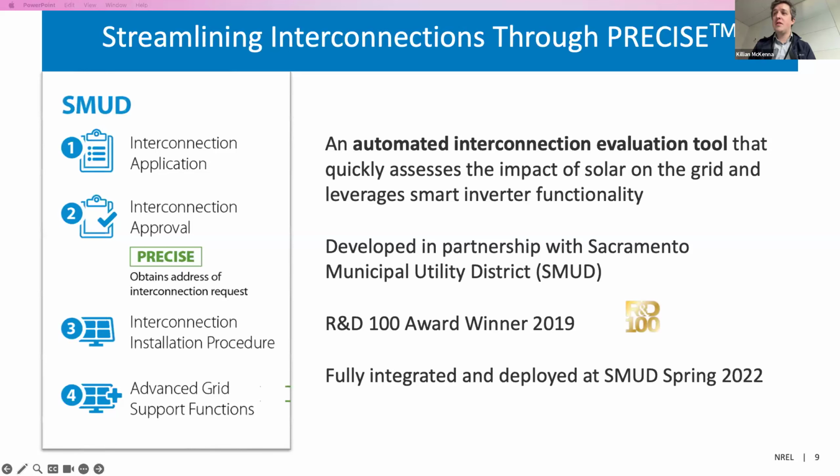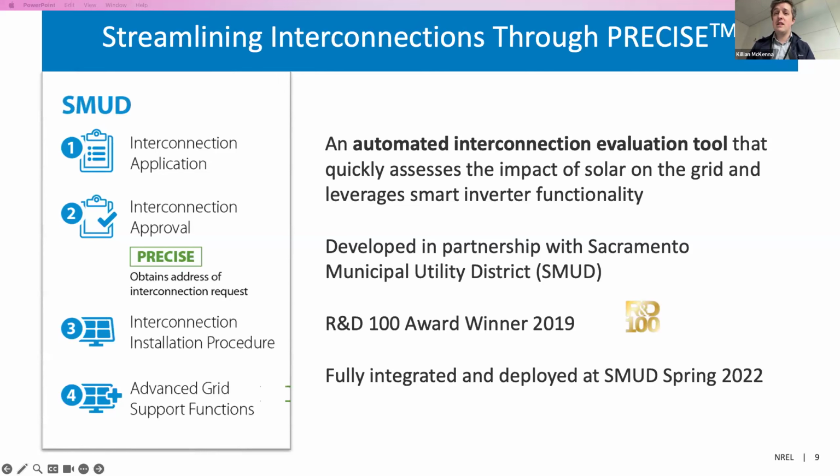So the tool that we've developed at NREL is called PRECISE. It was developed in partnership with Sacramento Municipal Utility District, SMUD, out in California. We'll hear from one of the planning engineers from SMUD later in this presentation. It won an R&D 100 award in 2019. We developed this with SMUD, and it was also fully integrated and deployed at SMUD in spring of 2022.